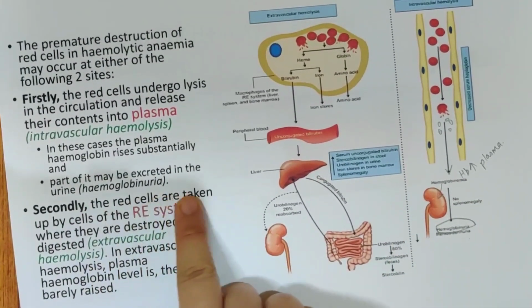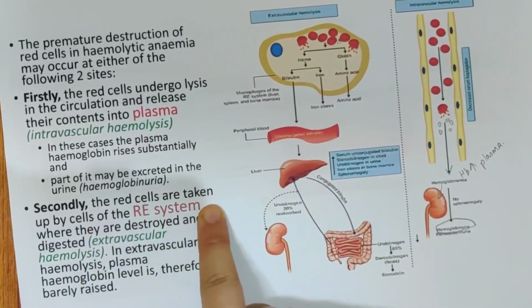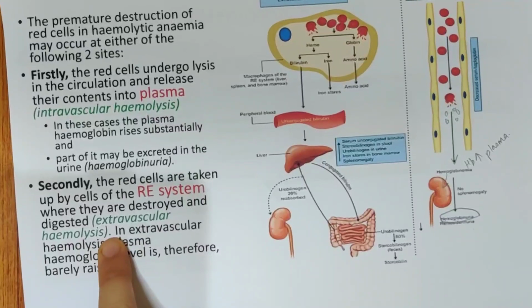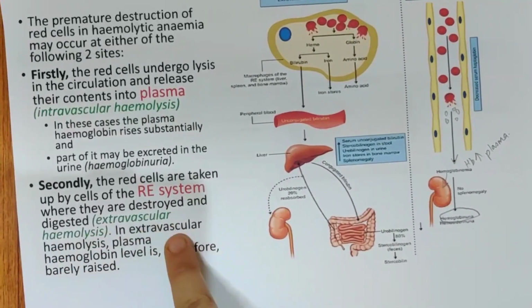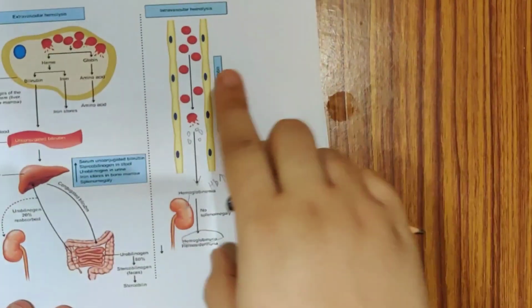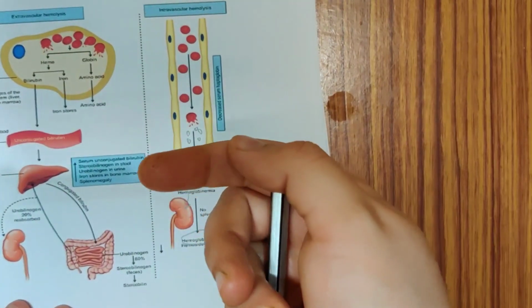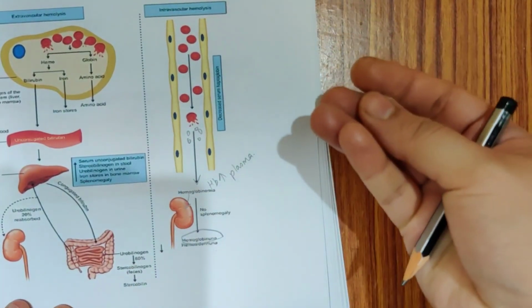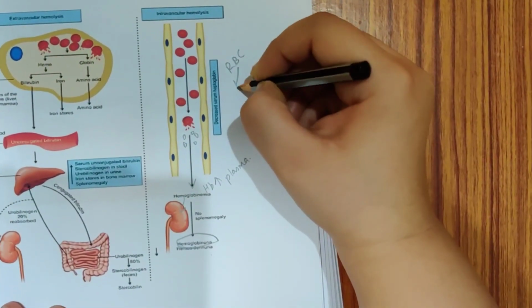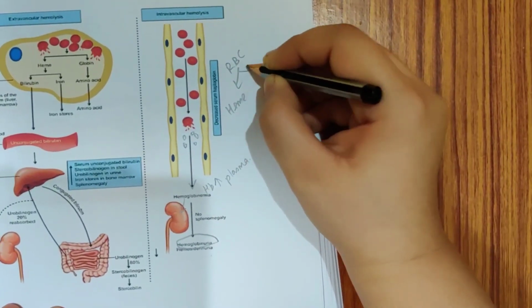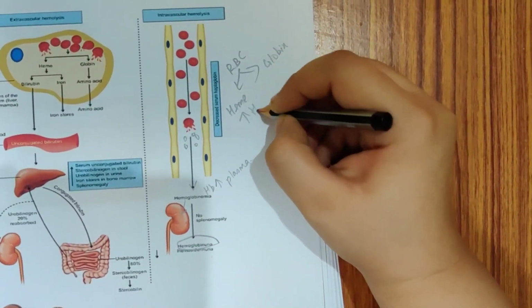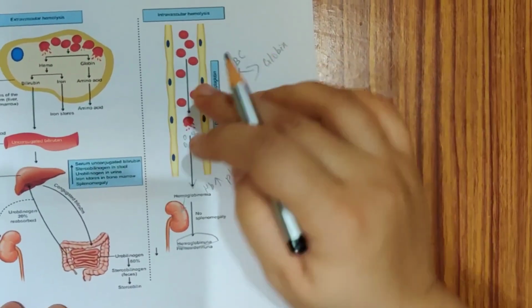Secondly, the red cells are taken up by the reticuloendothelial system, where they are destroyed and digested. This is known as extravascular hemolysis. In extravascular hemolysis, the plasma hemoglobin is barely raised. Here, because it's in the blood vessels, when you take a sample from the blood vessels, you'll get increased hemoglobin. Why? Because once the RBC breaks down, it breaks down into heme and globin. So you'll have a lot of hemoglobin in the blood vessels.